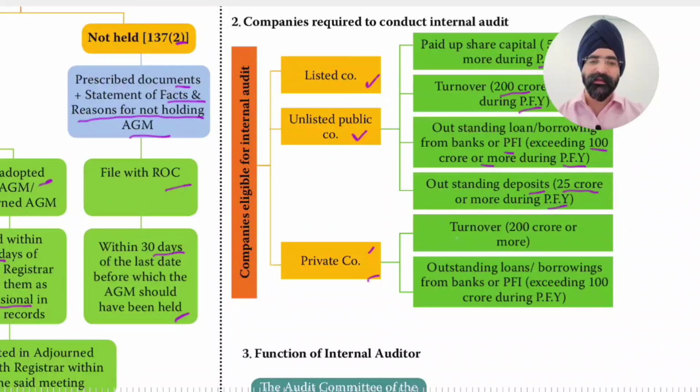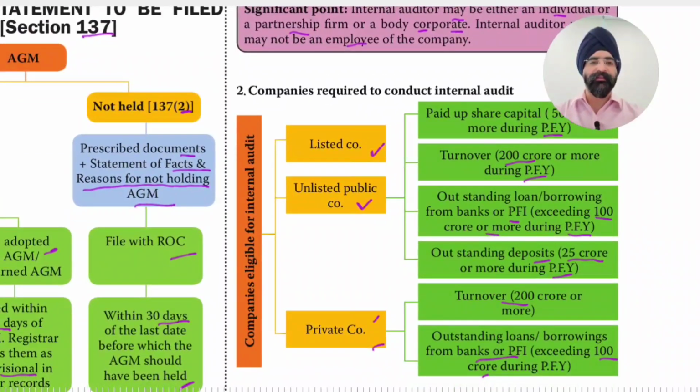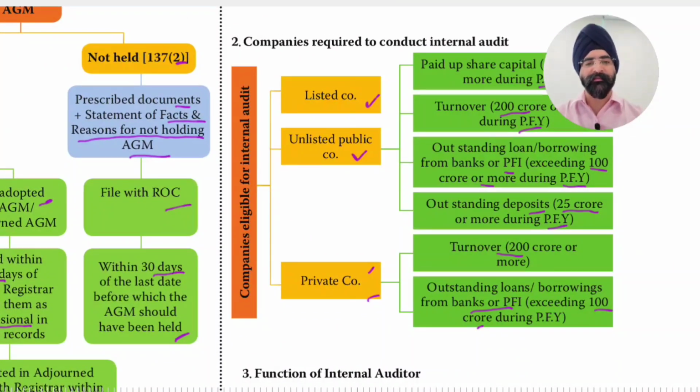In case of a private company, turnover will be checked. If the turnover is 200 crores or more, then internal audit is mandatory. Also if outstanding loans or borrowings from banks or public financial institutions exceed 100 crores during the previous financial year. In a private company, we will not look at paid up capital, because it is assumed to be the internal funds of the shareholders of the company, not a matter of concern. If turnover exceeds 200 crores, then internal audit is mandatory.